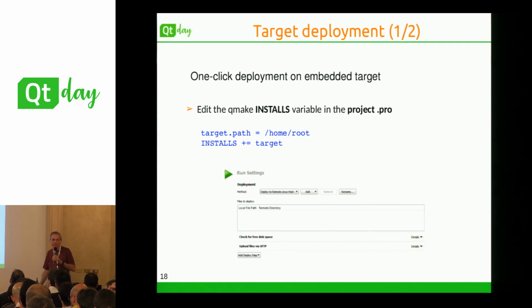The target deployment, probably the people used to Qt Creator already know this feature. You need to edit the .pro file and enter these two lines saying, I want to deploy on a target system and I want to deploy my executable in this directory. You need, of course, to configure the kit properly, etc., etc. We will see something later about that.